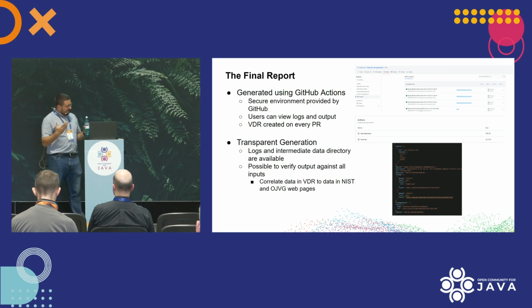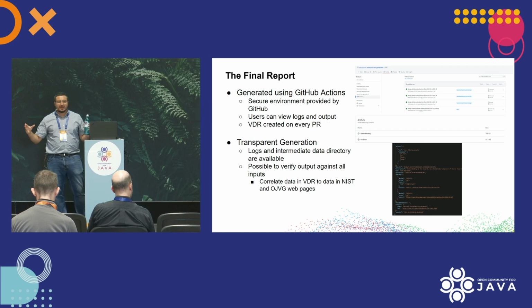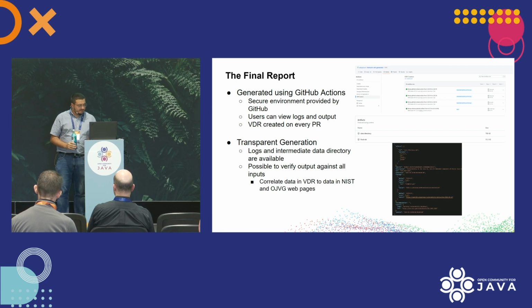So the final report is generated using GitHub Actions in that secure environment provided by GitHub. Users can view the logs in the output. We create a VDR on every PR. It's transparent generation, right? As I said, you can introspect everything in that data directory to see what source data we used and correlate that to the output VDR that we created. This is both great for bugs, and also if you don't trust it, you can introspect it.